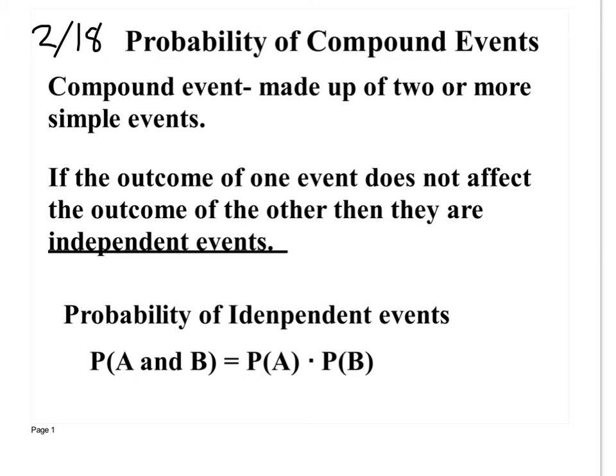All right, today we're doing probability of compound events. You need to know a compound event is made up of two or more simple events. If the outcome of one event does not affect the outcome of the other event, they're called independent events. They don't affect each other. When you're figuring the probability of independent events, you take the probability of A times the probability of B occurring, and that's your answer. All right? Any questions?